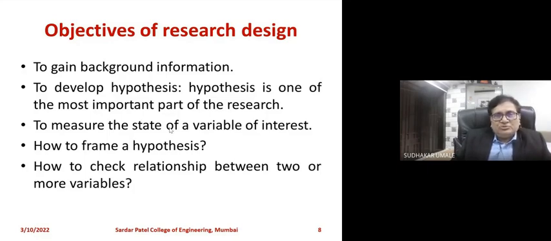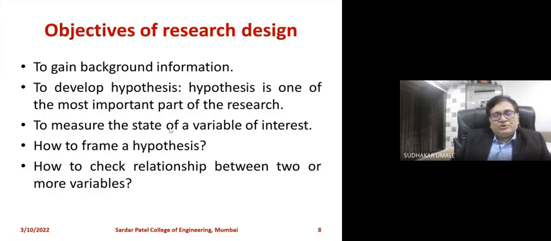There are 5 main objectives. To gain background information: this is very important. What is your research problem and what do you want? That is to gain background information. This is the first objective. To develop a hypothesis: this is the second objective of research design. What exactly is a hypothesis? I want to explain in one sentence. Hypothesis is one of the most important parts of the research. The third objective is to measure the state of the variable of interest.